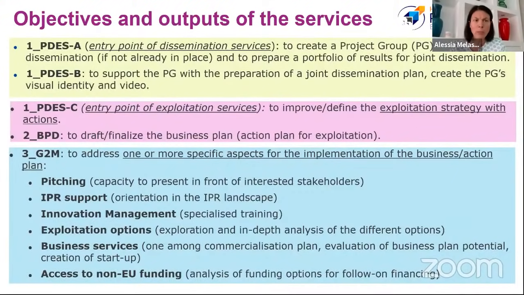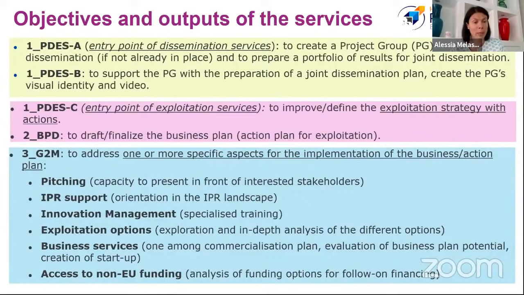Then there is the module B, which can be accessed by project groups. During the module B, experts support you in the preparation of a joint dissemination plan and create the project group's visual identity and video. Then when it comes to exploitation services, we have service 1, module C, and business plan development. Module C is the entry point of exploitation services, which will help you to define and improve the exploitation strategy with actions, while the business plan development aims at finalizing your draft business plan or action plan for exploitation.